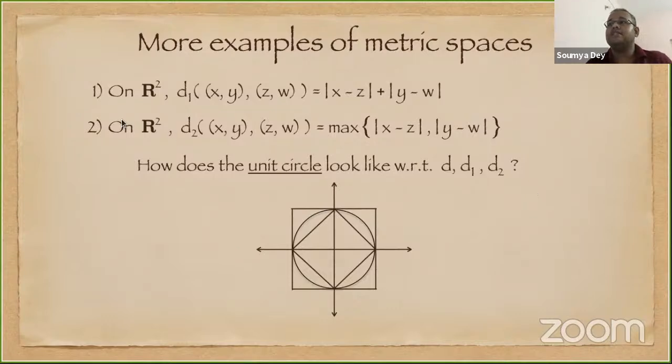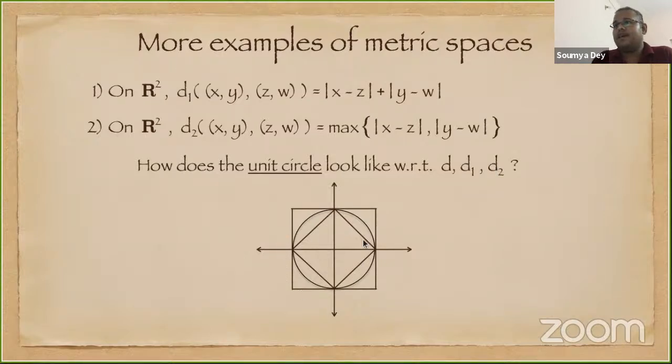Similarly, on R2, say d2 is the function now. You take xy and zw, 2 points on R2, and consider the maximum of mod of x minus z and mod of y minus w. This will also be a metric on R2. So we have at least 3 metrics on R2: one is the usual Euclidean metric, the second is D1, and the third is D2.